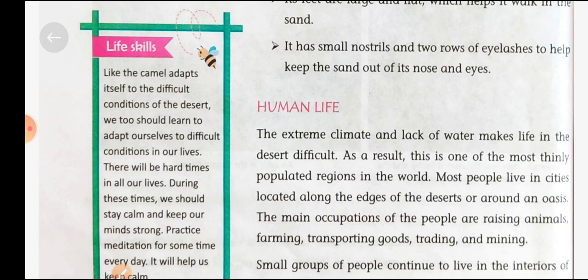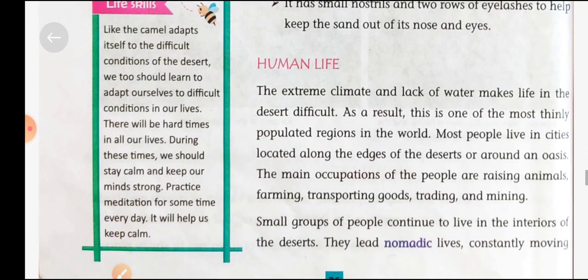The main occupations of people are raising animals, farming, transporting goods, trading, and mining. Their main occupation is raising animals. They raise different types of animals like goats, sheep, camels, etc. They also engage in farming, transporting goods, trading, and mining.